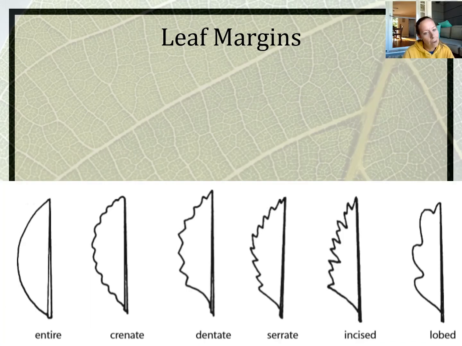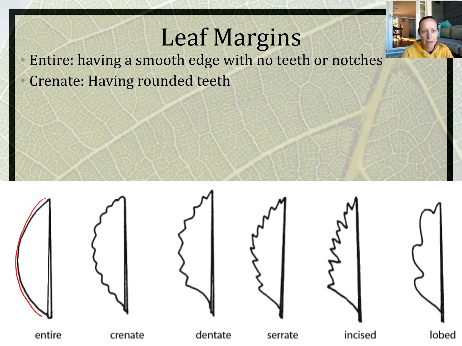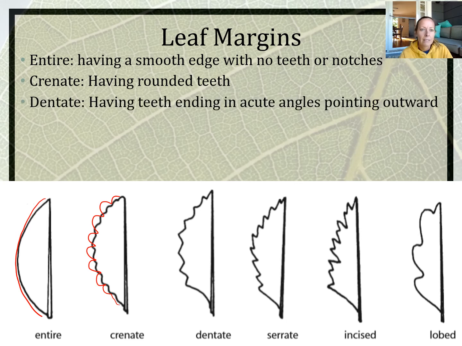Next, you have your leaf margins. The margin of the leaf is going to be the outside of the leaf. So entire is smooth with no teeth. This is a nice smooth edge, all right, no notches, no teeth, no anything on it. Crenate is going to have rounded teeth. So the edge is going to be round, like scalloped, that's what it's called, if you're looking at that design on fabric or something.